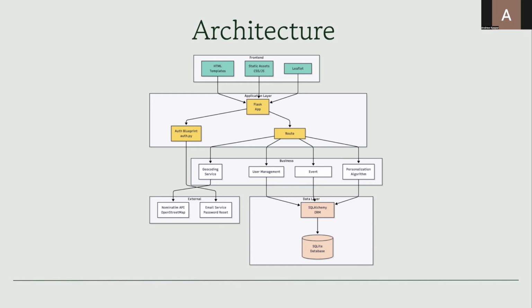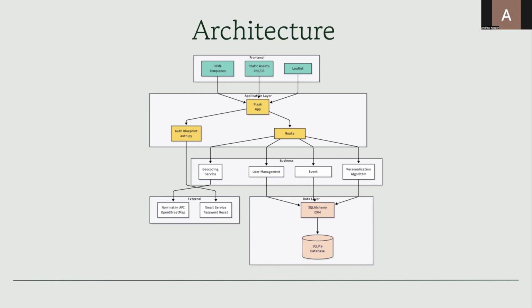Next up, like I mentioned, was our business logic layer. Here is really where core functionality comes alive. User management, event management, our personalized recommendation algorithm, and geocoding services that convert addresses to map coordinates all live here and work in tandem with the rest of our application.